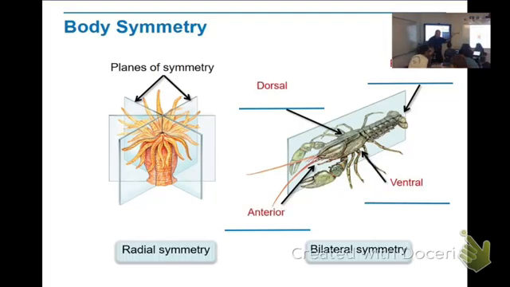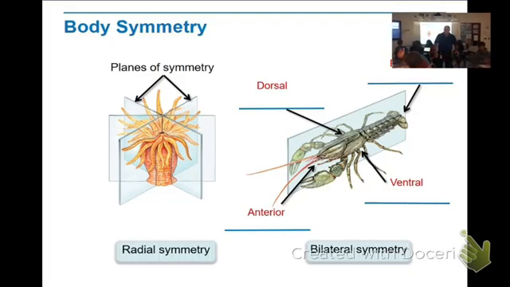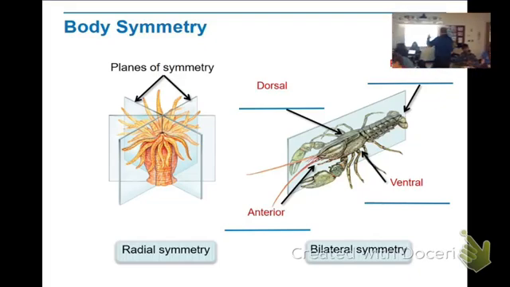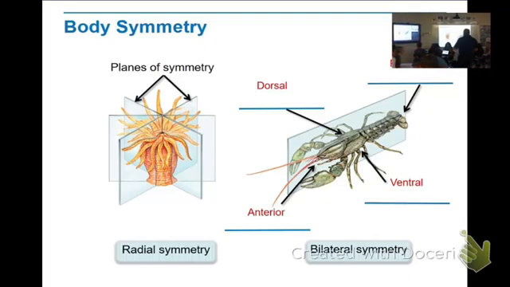What does bi mean? Two. What is lateral? If I tell you to move laterally, what does that move? Sideways. Yeah, so it means side. So it's two-sided. Radial basically means multi-sides, doesn't it? It looks the same in a circle. This guy looks the same on just two sides.